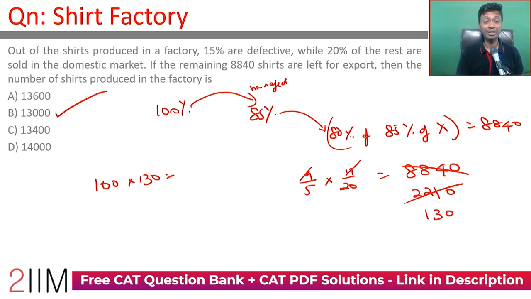Find 15% are defective or 85% are normal. 20% of the rest are sold in the domestic market, or 80% of this number are exported. 80% of 85% of X is 8840. Find X. You're through. Very routine question. You should be comprehensively nailing these.